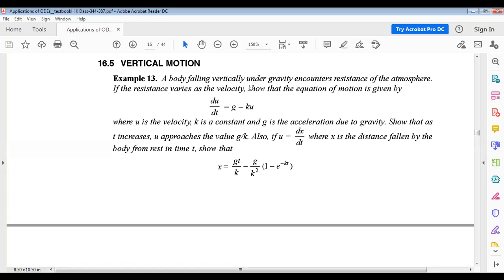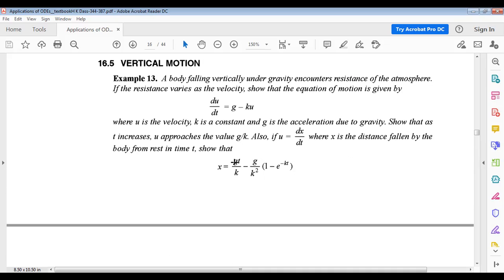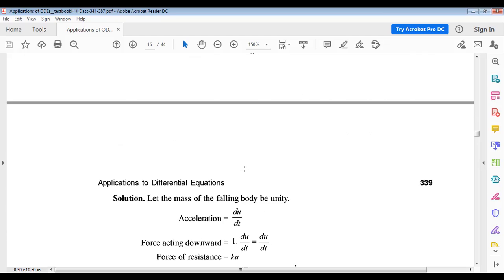A body falling vertically under gravity encounters resistance of the atmosphere. If the resistance varies as the velocity, show that the equation of the motion is given by this. Here u is the velocity and k is the constant and z is the acceleration due to gravity. Show that as t increases, u approaches the value z divided by k. Also, if u equals this, that means velocity, where x is the distance fallen by the body from rest at time t, show that x equals this one. We have to show two conditions. One is for velocity, and this is for distance, displacement.